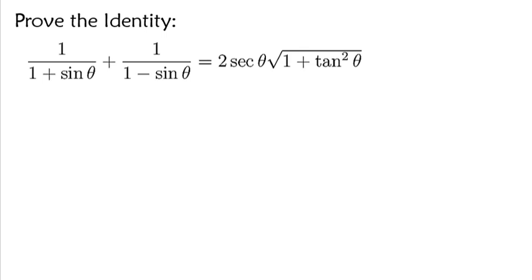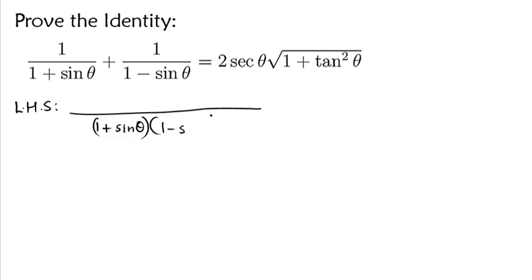Alright, so let's see how we can prove this identity. To start with, we're going to be working with the left-hand side. So I'm going to find the LCM of the denominators on the left, of which that LCM is simply the product of the two denominators. So we have this multiplied by this.